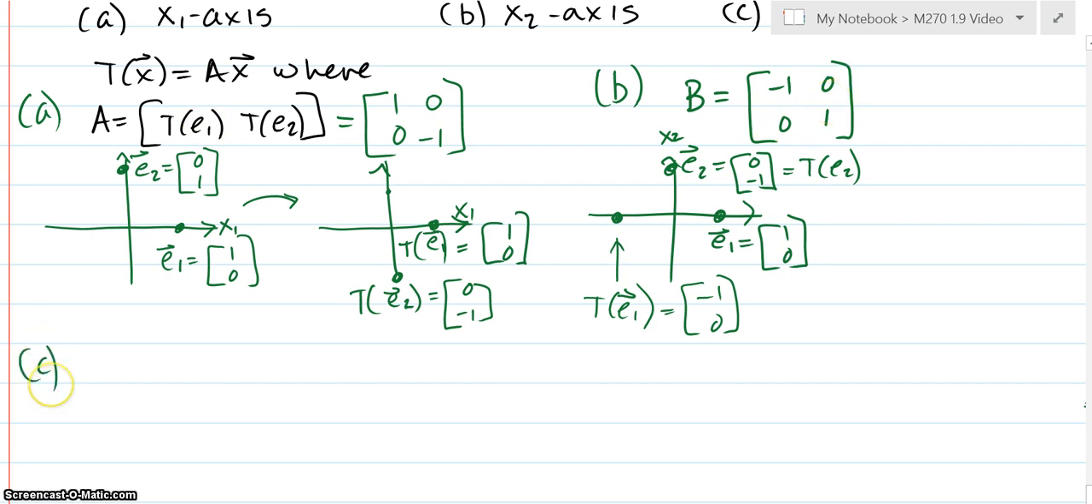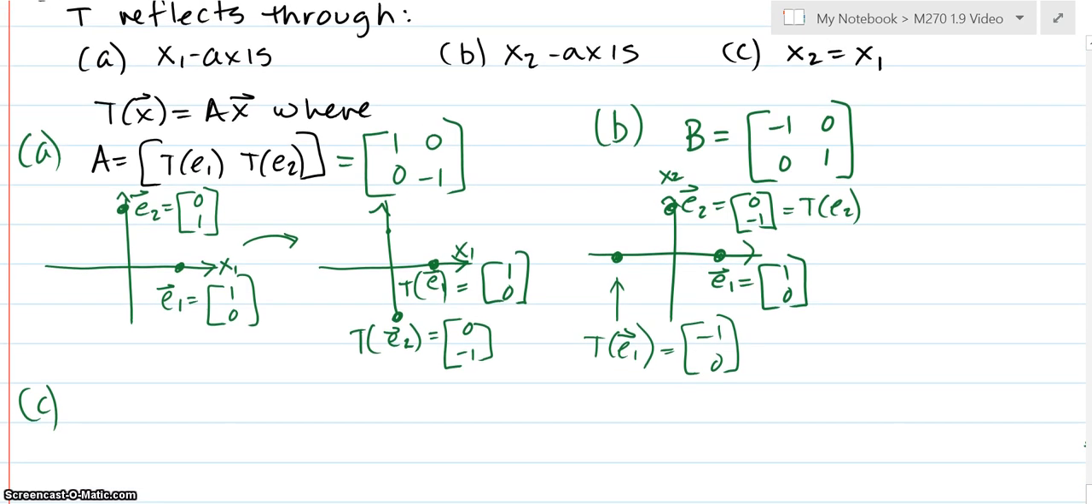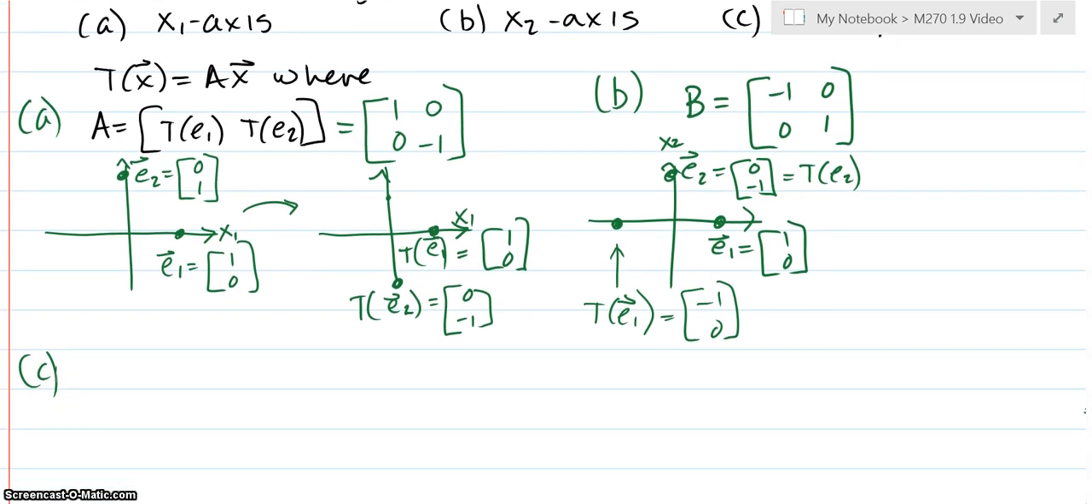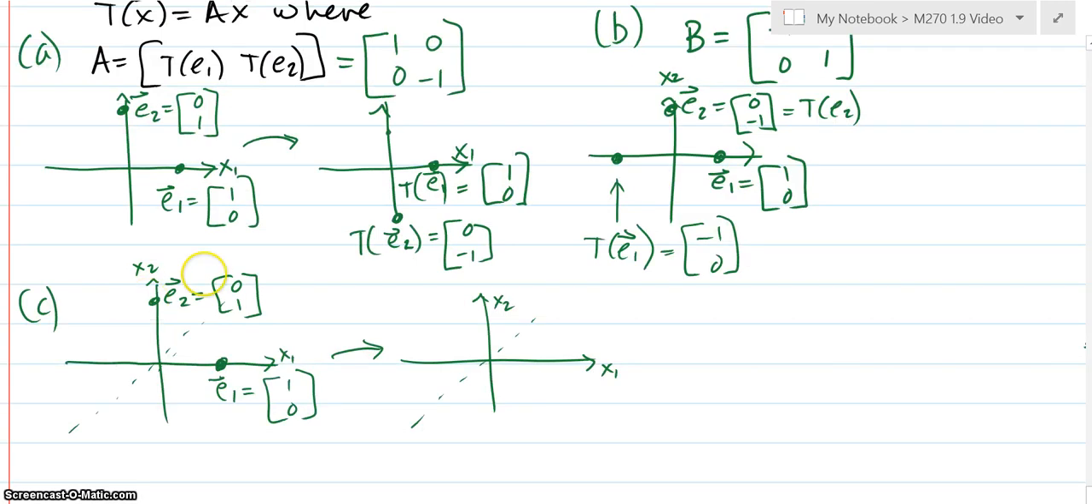C, how would you do reflection through the line X1 equals X2? You can try that one. To do this one, we're going to reflect along the line X2 equals X1, like Y equals X. And so this one will switch to that. So there is going to be T of E1. What is that? That looks like 0, 1.